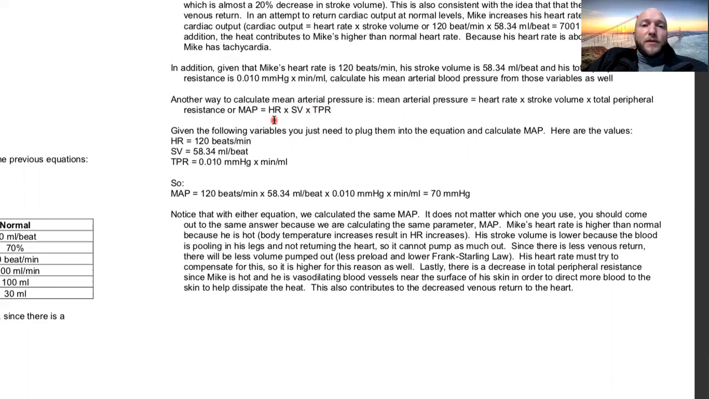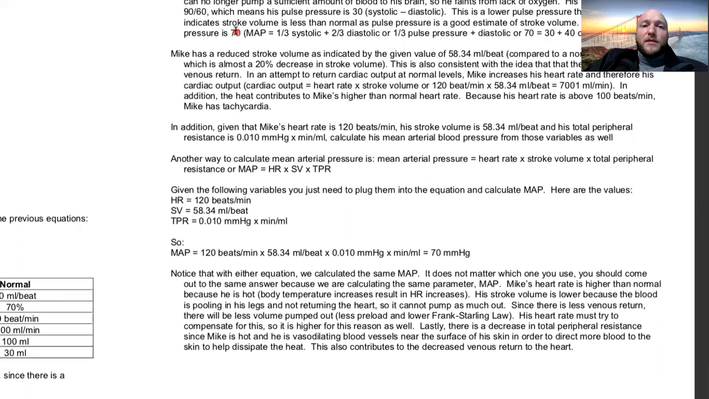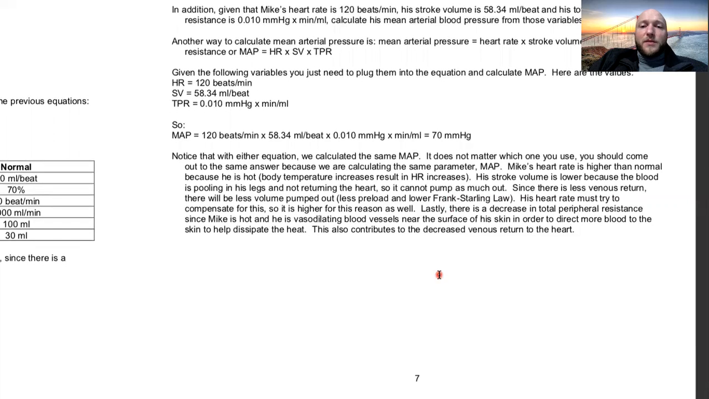So we have heart rate, we have stroke volume, we have TPR. Let's plug them in. So 120 beats per minute times 58.34 milliliters per beat times 0.01 millimeters of mercury times minute divided by milliliters gives us 70 millimeters of mercury. 70 matches 70. Both equations give us the same answer.